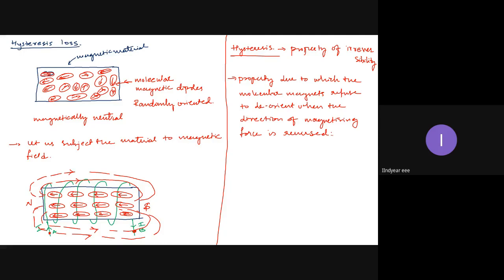So as a result of that, what will happen? The magnetic material tries to draw more magnetizing force to deorient. And that extra magnetizing force is the loss called hysteresis loss. That extra magnetizing force drawn by the material to deorient and reorient after every half cycle, after every cycle of magnetization and demagnetization, will contribute to hysteresis loss.